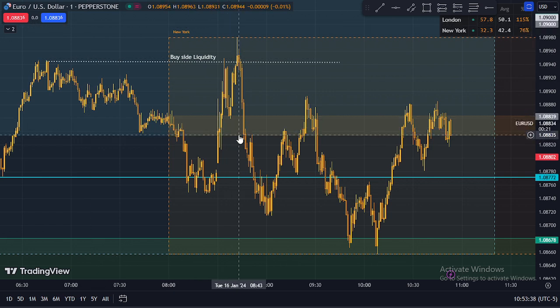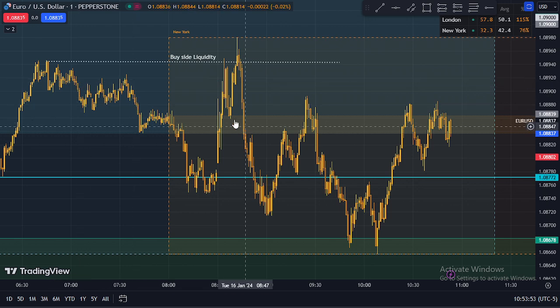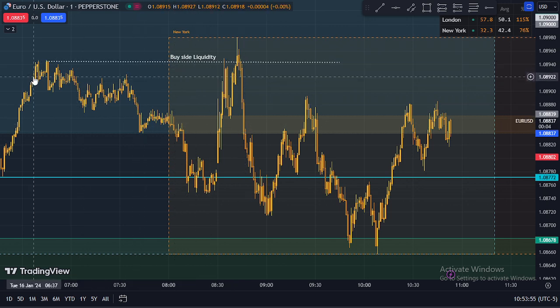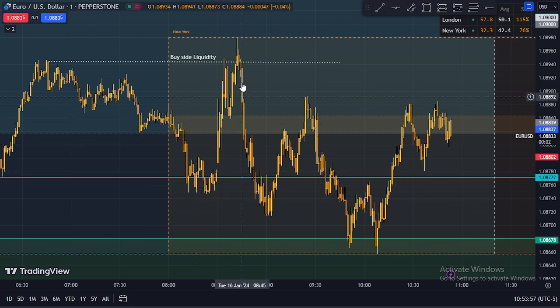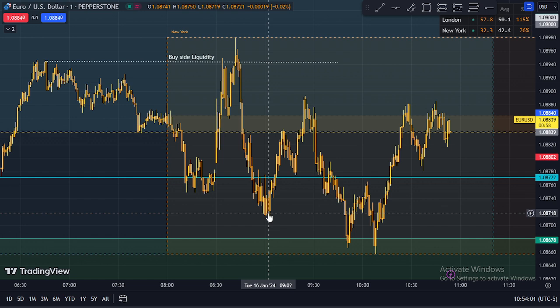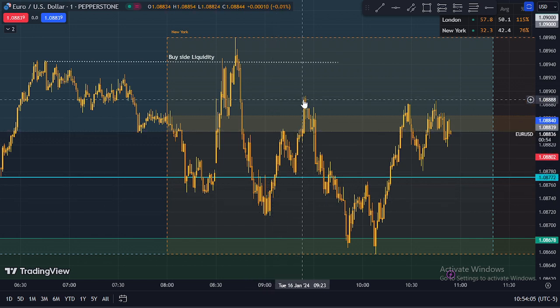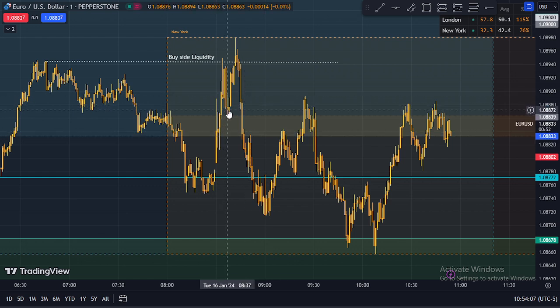So a breaker block is basically a high that has taken buy side, or a low that has taken sell side. That's simple. So as you can see, we had buy side right here. We went up, took the buy side, came all the way down, and then price came back into the breaker block. So this is a breaker.